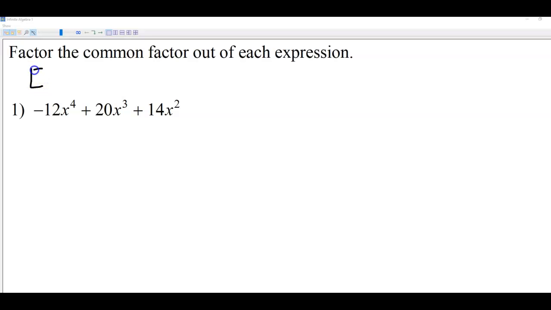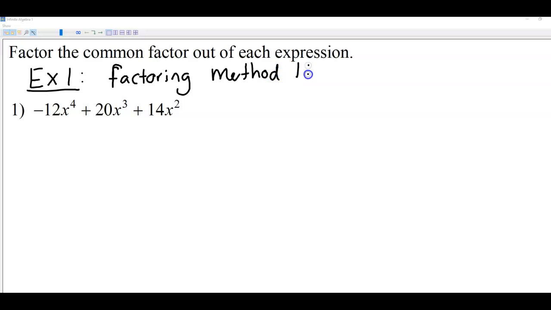So let's call this example 1, and let's title it Factoring Method 1, the GCF method. GCF stands for greatest common factor. So go ahead and write down example 1, the directions there, the title, and then the problem. And then we'll do our first exercise.